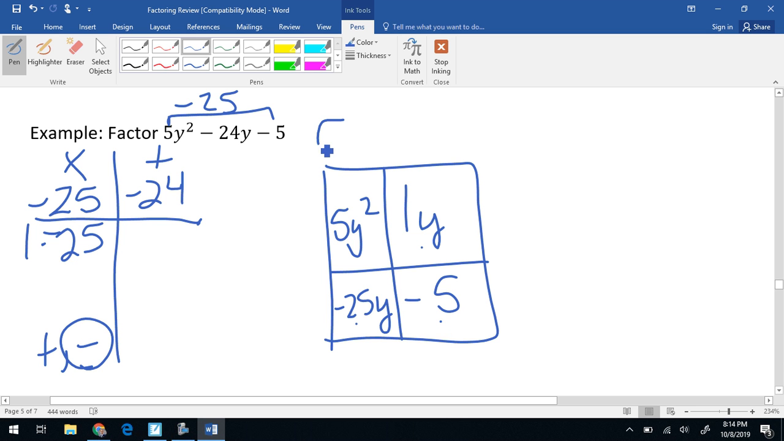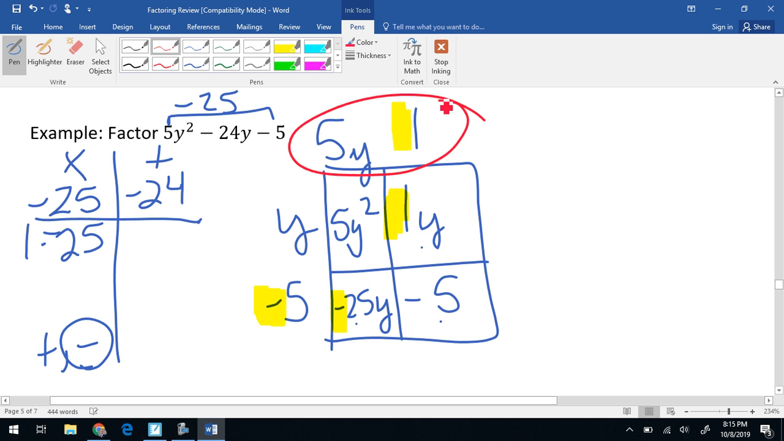So first column, they have 5 in common and y in common. The 1y and the negative 5 just have 1 in common. 5y squared and 1y just have y in common. Negative 25 and negative 5 have a negative 5 in common. And I'm going to point out again, if this is negative, this will be negative. Here, this is positive, so this is positive.